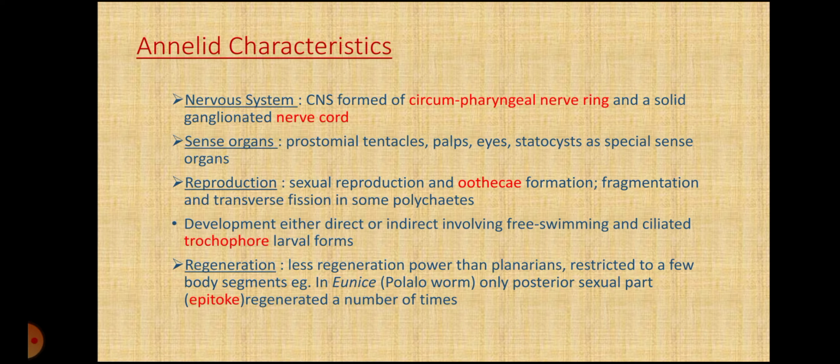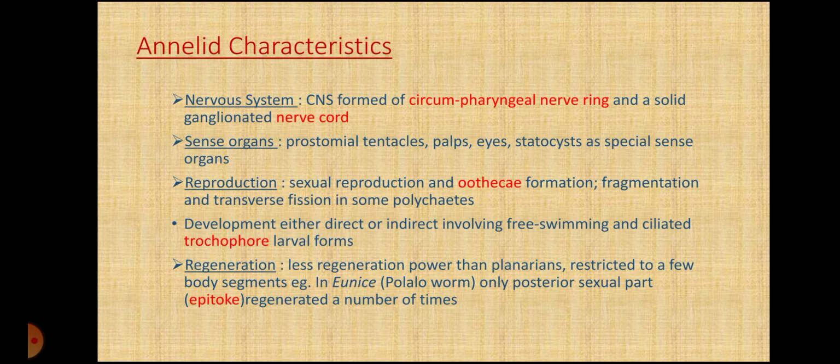Then next is the reproduction. In annelids, the reproduction is of both types, sexual as well as asexual. Asexual reproduction is reported in some polychaetes, which occurs through fragmentation and transverse fission. Sexual reproduction is also found in most of the annelids.